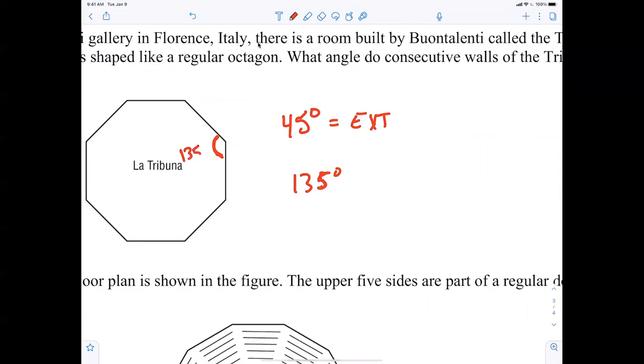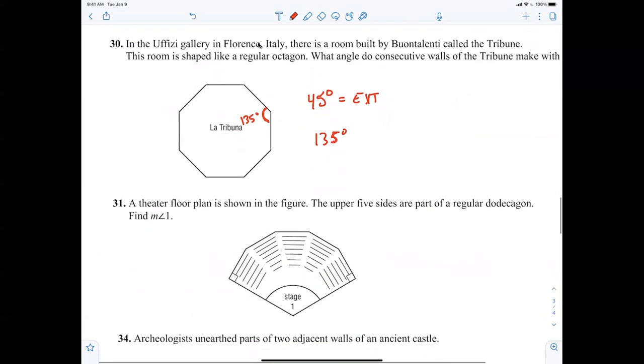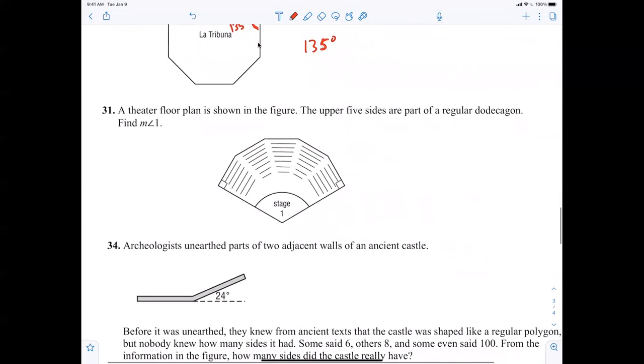All right. Anybody have any issues with that? Let's see if someone can figure out what the measure of angle 1 is, please. What's the measure of angle 1?